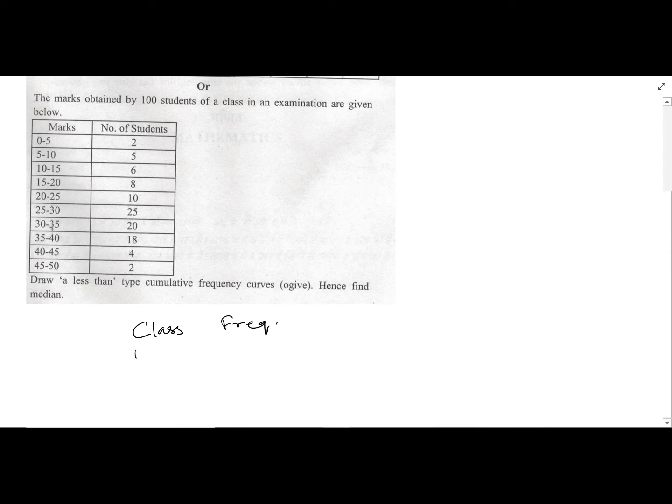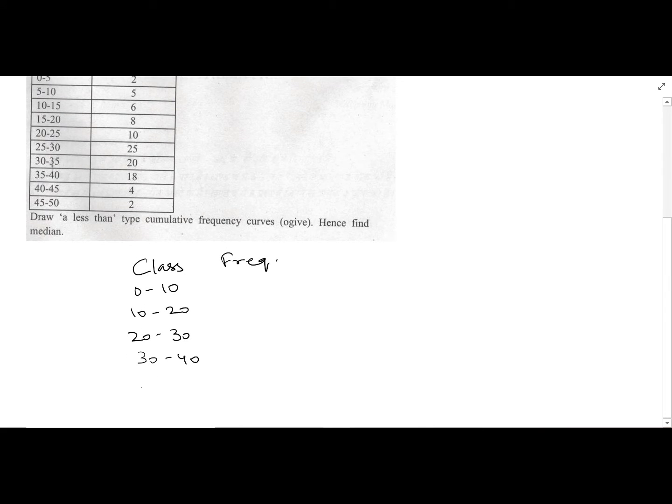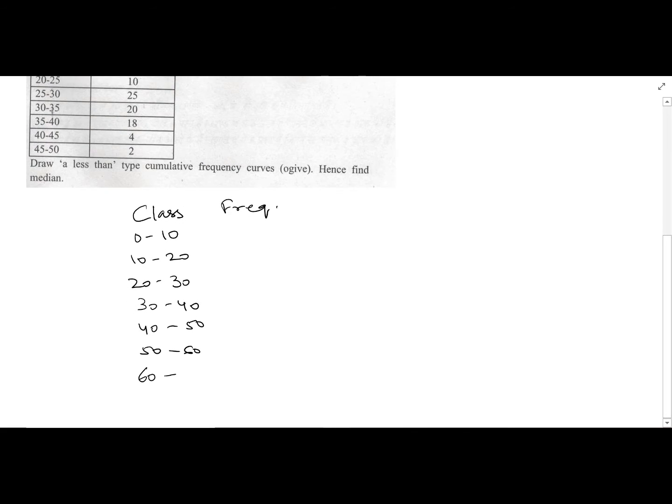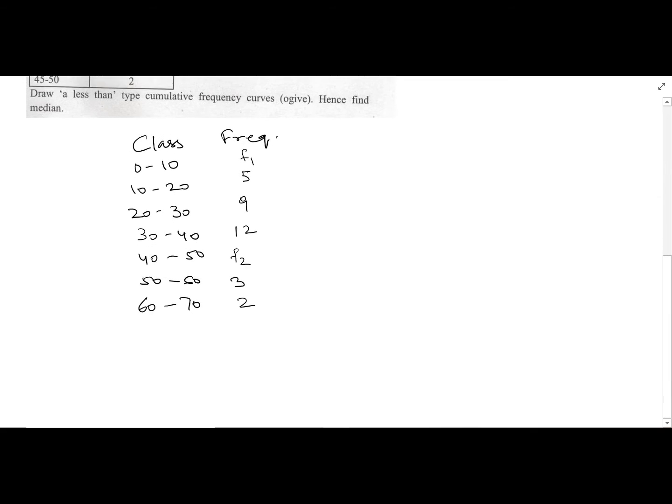So the class is 0 to 10, 10 to 20, 20 to 30, 30 to 40, 40 to 50, 50 to 60, and 60 to 70. Now the frequency is given: f1, 5, 9, 12, f2, 3 and 2. And we know that the median is 32.5 and the total is also 40. So this total is 40.